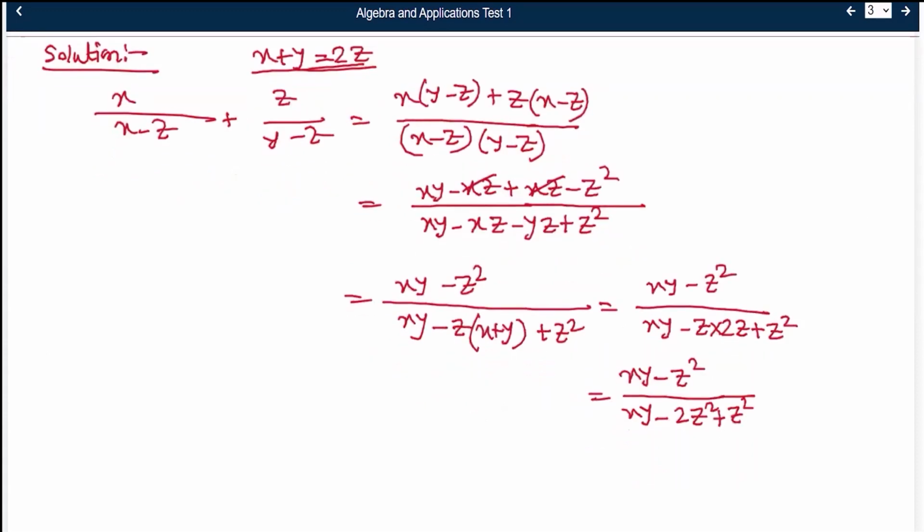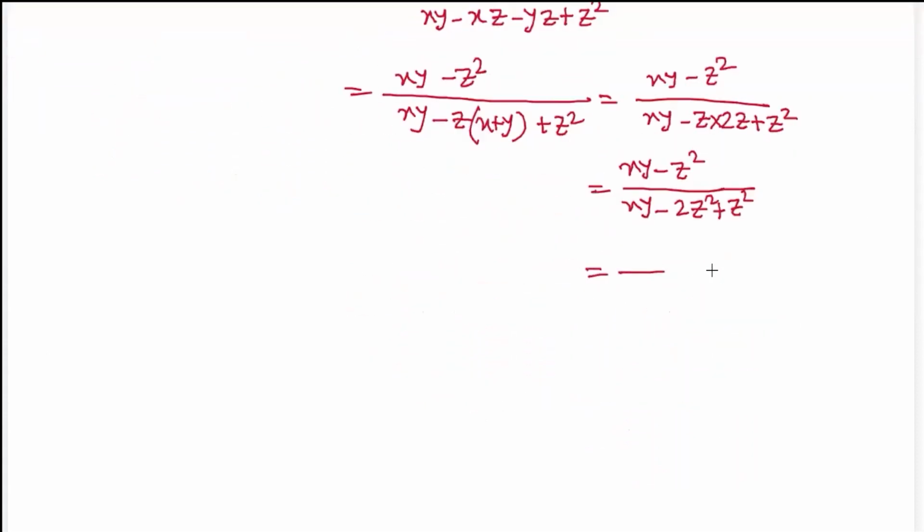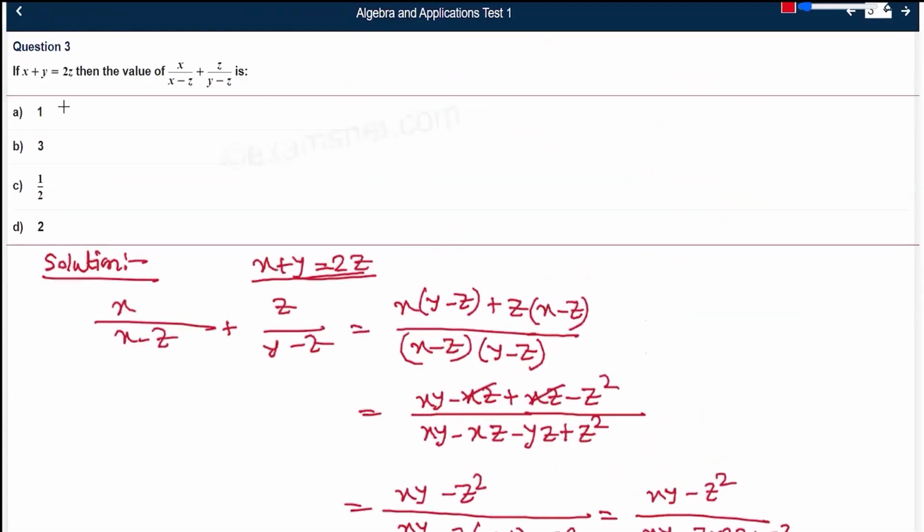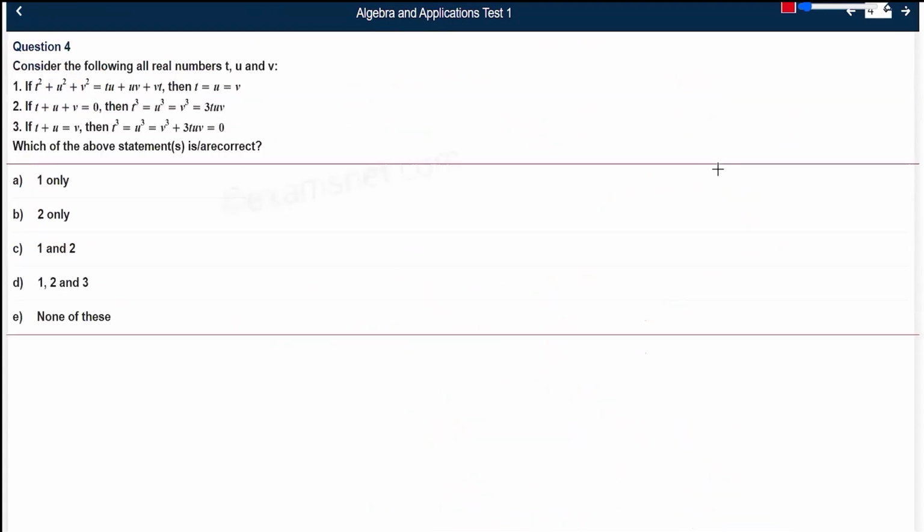Okay, let's do the next step. Minus 2z square plus z square would give us minus z square in the denominator, and the same we have in the numerator as well. Means both get cancelled and we get the value 1. So here option A is the correct answer. Okay, let's move towards the next sum here.